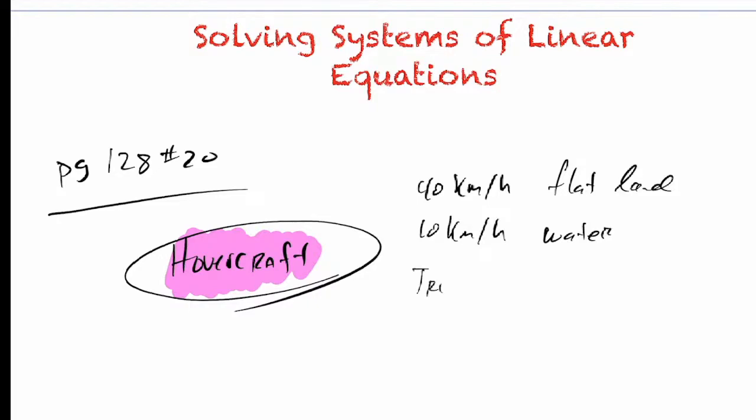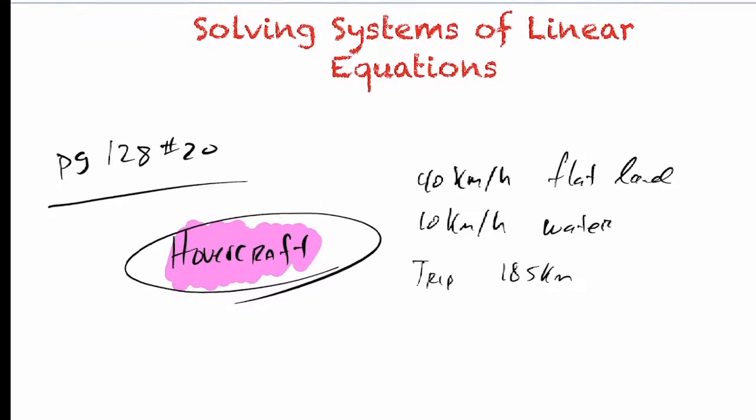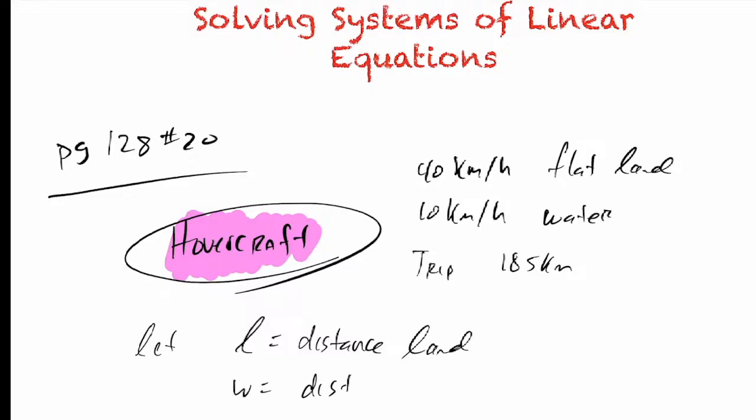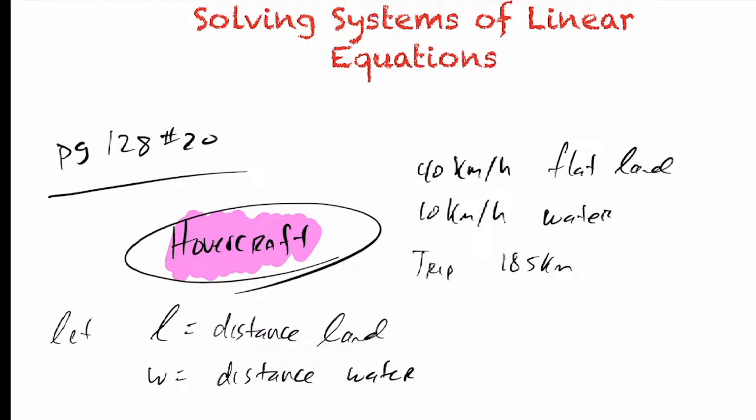And then they told us the total trip is 185 kilometers. So in this question, they want us to find how far did it travel by land and how far did it travel by water. So like we had talked about, you can introduce your variables. I can let L be the distance traveled by land, and I can let W equal the distance that I traveled by water. So you can start off with defining those variables there.